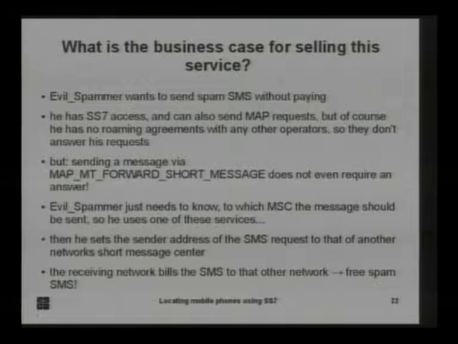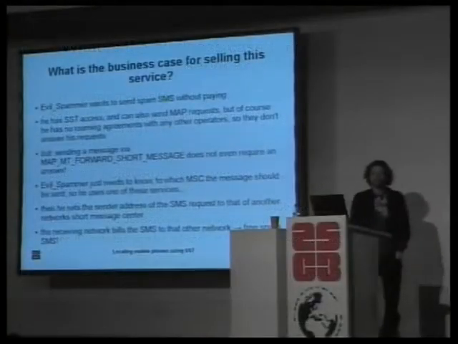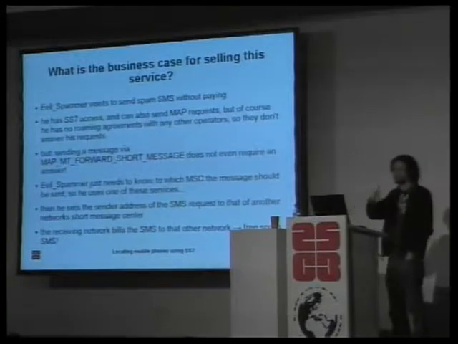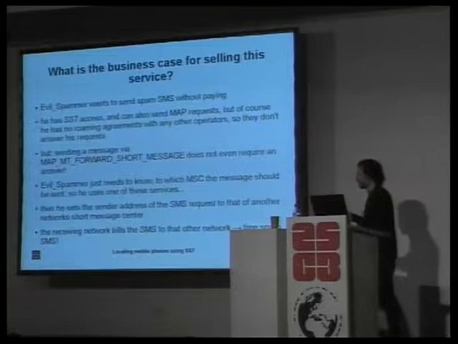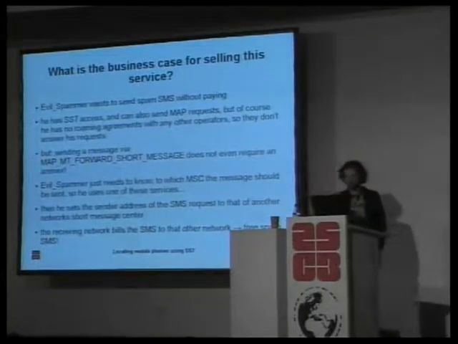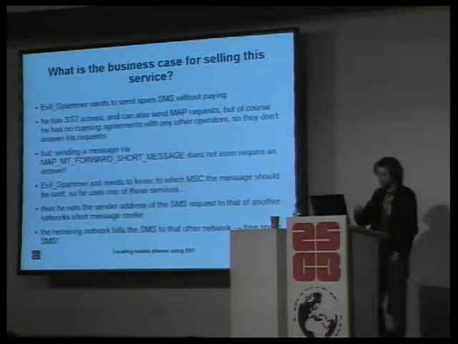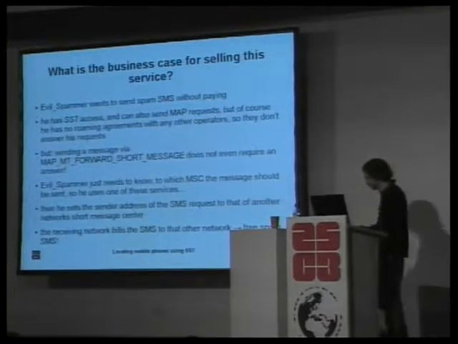He just uses one of those services, asks them for routing information for phone numbers he wants to send spam to, and then uses this routing information to send the short message via his SS7 link. As a sender address, he just puts in some SMSC, short message service center, of some other network that has a roaming agreement, and they will be billed for this short message. So some other network pays the bill, and the evil spammer can send free spam SMS.